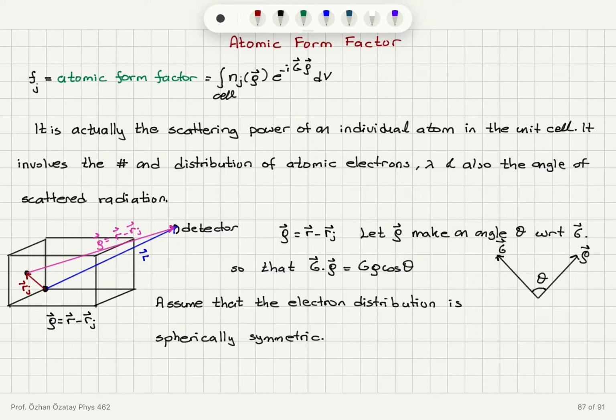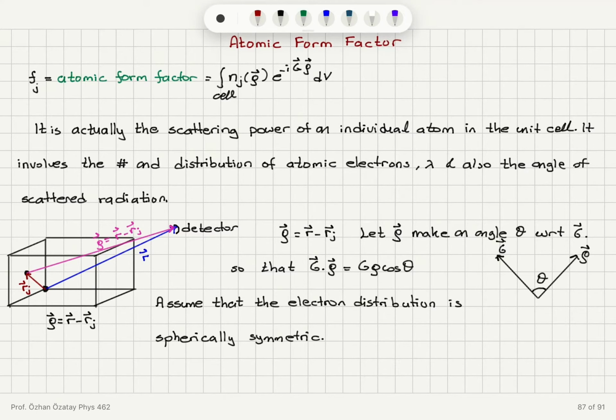Now, this is actually the scattering power of an individual atom in the unit cell. So remember, the incoming X-rays are going to interact with the electron cloud. Therefore, the scattering power of the individual atom will be determined by the exact electron distribution around the nucleus. It involves the number and distribution of atomic electrons. It involves the wavelength lambda because the g vector is the delta k vector, remember, according to the von Laue diffraction condition, and also the angle of the scattered radiation because of this dot product between g and rho.